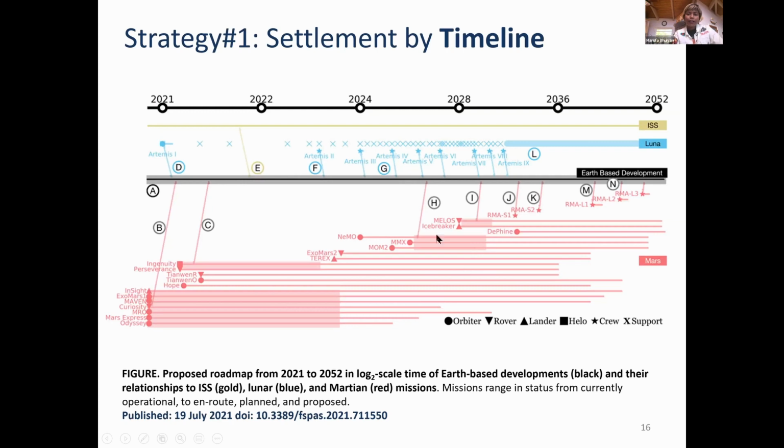This timeline was published recently in a scientific paper, on July 19th. Over there, they talk about settlement from 2021 until 2052, and we have the ISS, the lunar missions, and these are the Mars missions. If you have more interest, you can look at the paper and learn more.